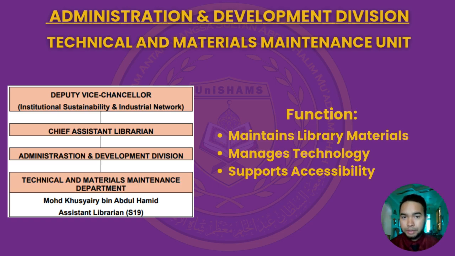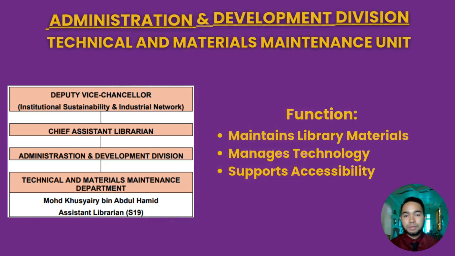The Technical and Materials Maintenance Unit makes sure that the library's physical and digital resources are in good condition. They repair and maintain books, journals, and other materials, ensuring that they remain usable for students and staff. The department also manages the library's technology like computers and the online catalog system, making sure that everything works properly and that students and staff can easily access online resources and tools.